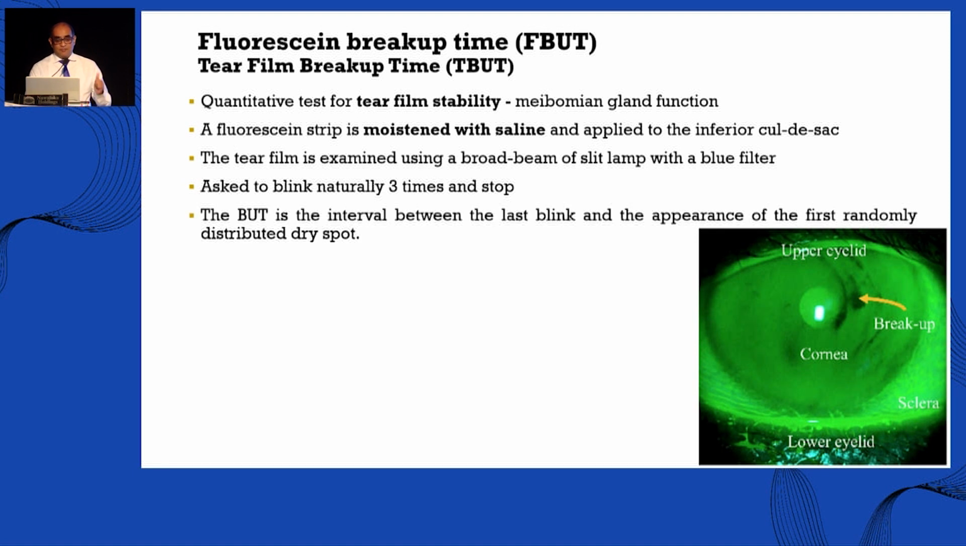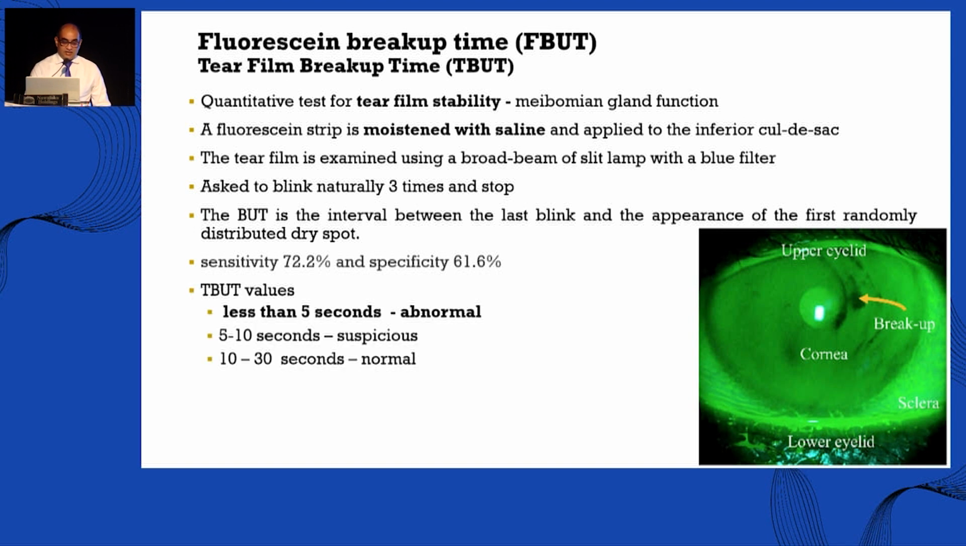And then the tear breakup time is the interval between the last blink and the appearance of the randomly distributed dry spot. Its sensitivity is about 72% and specificity is less, about 61%. If the value is less than 5, it is abnormal, 5 to 10 is considered suspicious, and more than 10 is normal.